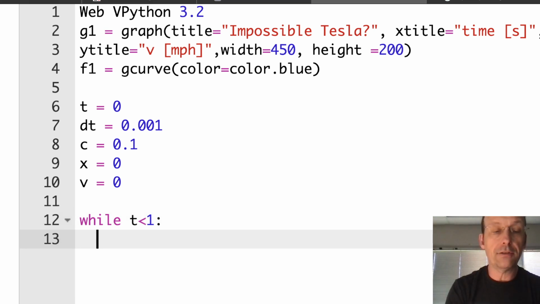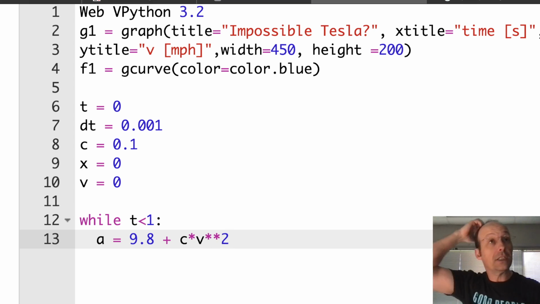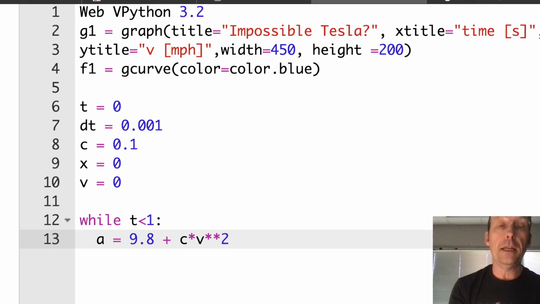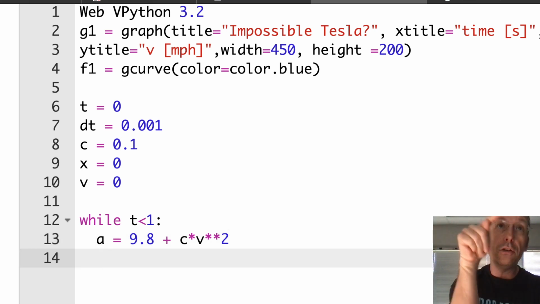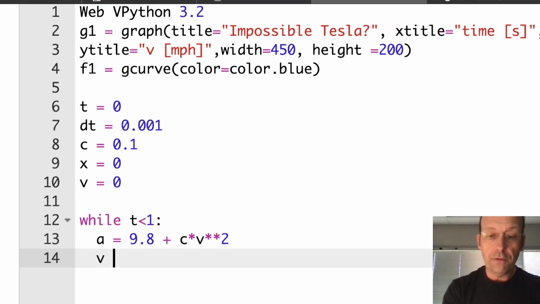number 1, calculate the acceleration. A equals 9.8 plus c times v squared. And again, we start off with v equal to 0, so the acceleration is just going to be 9.8. We're assuming a coefficient of friction of 1. Now I can use that to update the velocity. V equals v plus a times dt.